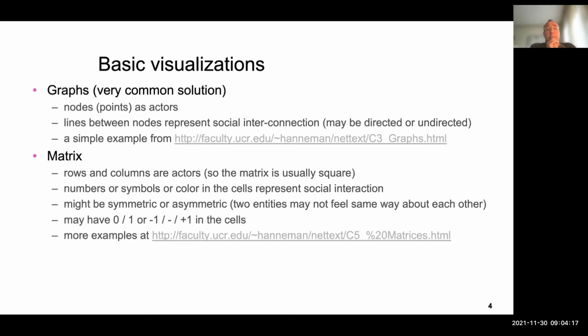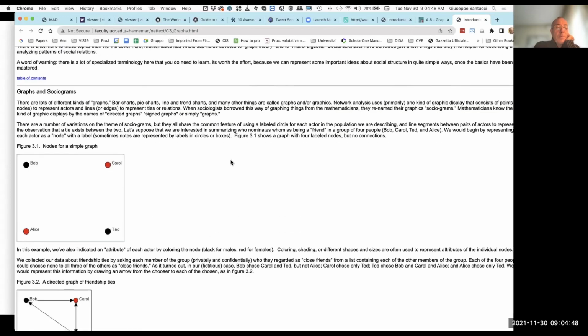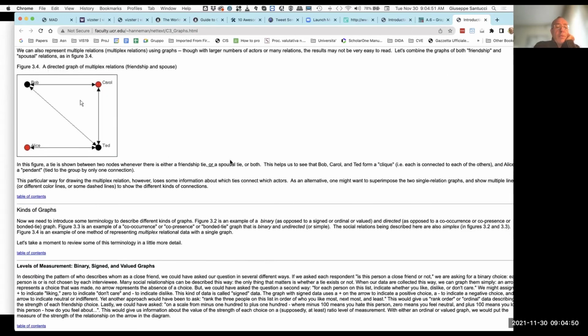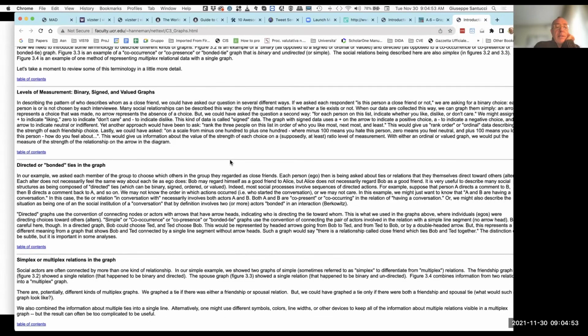And how do we visualize a network of people, of interaction? The most common solution is a graph. We have points representing nodes and are the actors. And we have lines between nodes representing the social interaction, likes, dislike, friends of, or whatever. And again, here we have some example. Definition, some I will use in the slides later on.